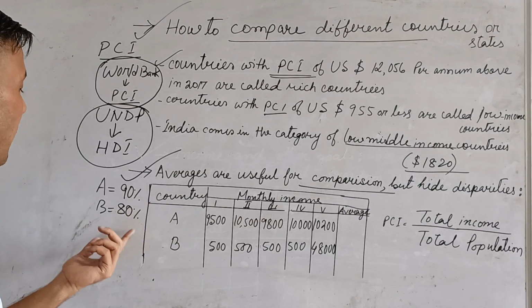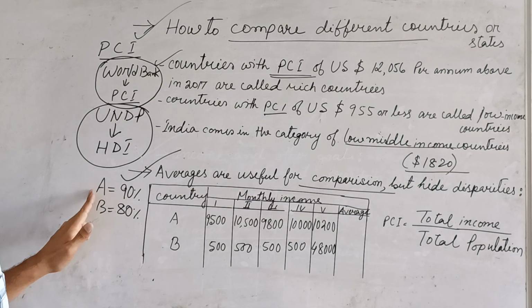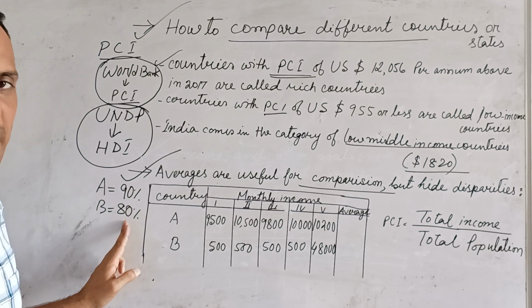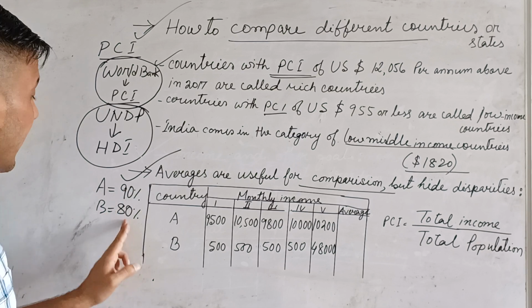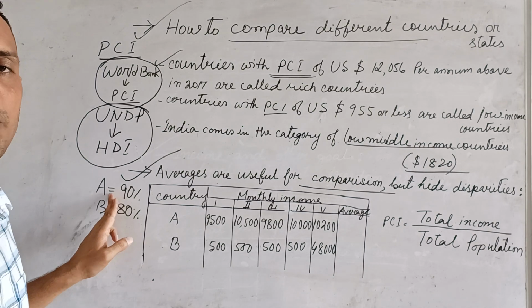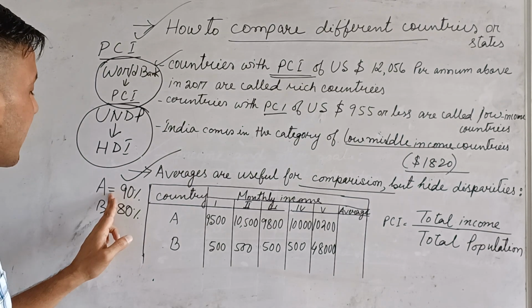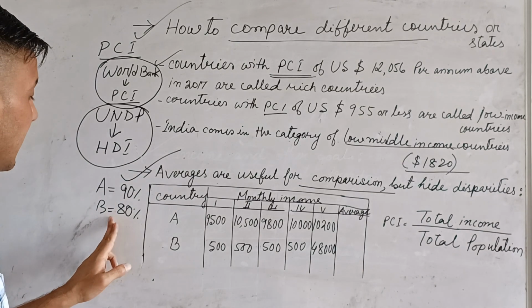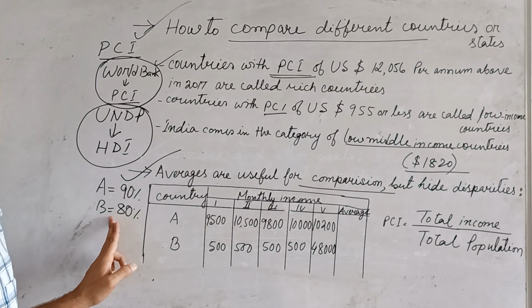I will comment that A is comparatively good in study because he got 90%, B got only 80%. But I don't know how much A got in maths. Suppose A is not good in mathematics, he got very little in maths, but student B is good in mathematics.